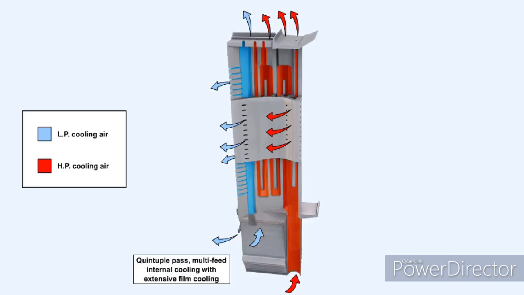Engine designers and researchers reasoned that if passing air through the blade once could lower its temperature, then passing the air through more than once would lower it more. This proved to be true. Eventually, the optimum number of times the air could be passed through the blade was found to be 5, quintuple pass, and the quintuple pass multi-feed internal cooling with extensive film cooling is presently considered to be state-of-the-art in turbine blade manufacture.